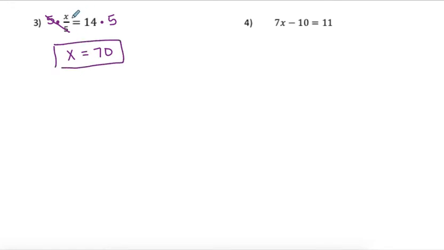And I can check it. Even with writing it down quickly in my calculator, I can check. Is 70 divided by 5 14? And I can even check it that way without writing something down.